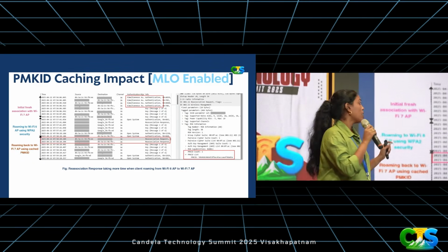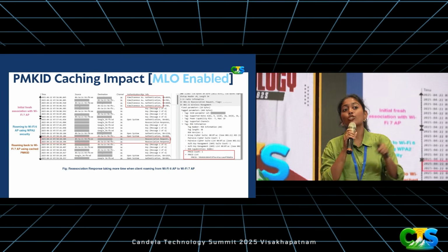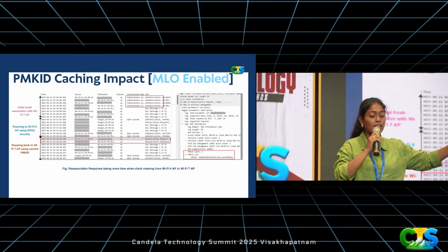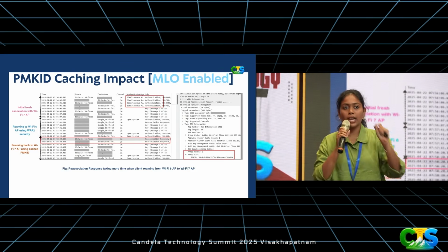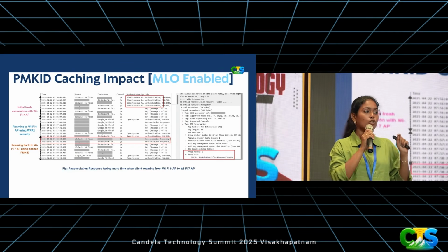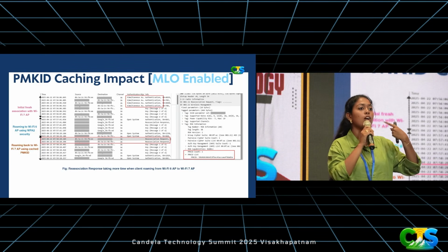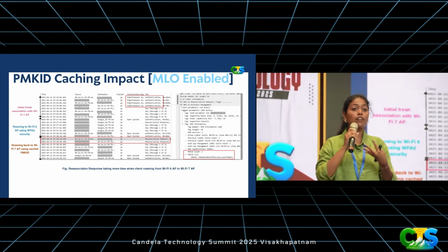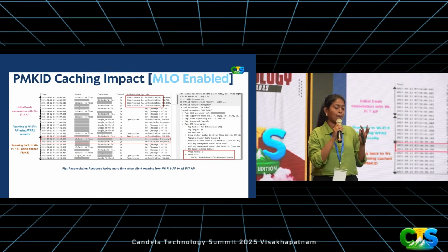Now comes the point. Here, when the client is roaming back from the Wi-Fi 6 to the Wi-Fi 7 AP, the client would send a reassoc request to the Wi-Fi 7 AP with the cached PMK ID that has been previously generated. So what's the AP's task now? It has to process the cached PMK ID, and it has to send a reassoc response in order to attain that faster reassociation. But here is what happened.